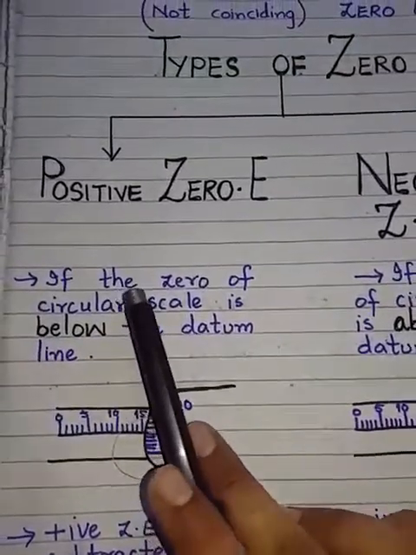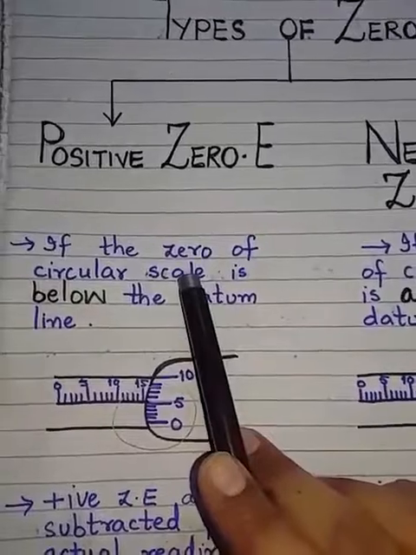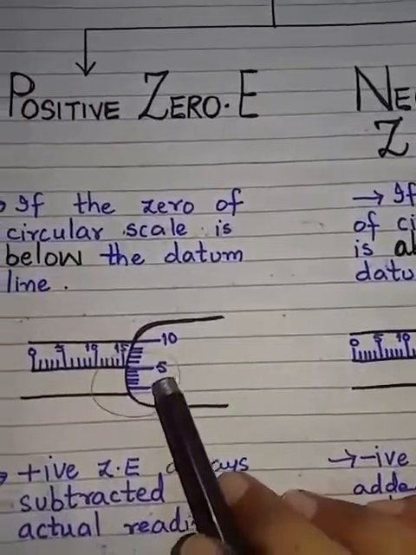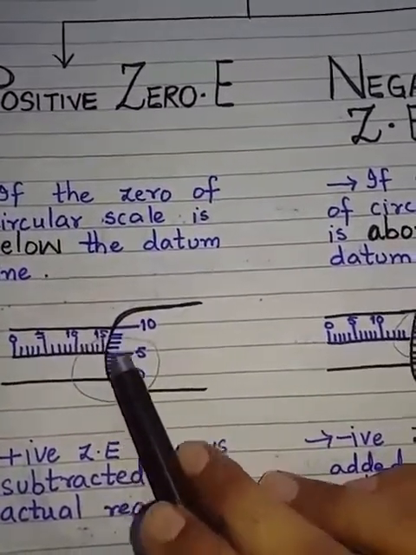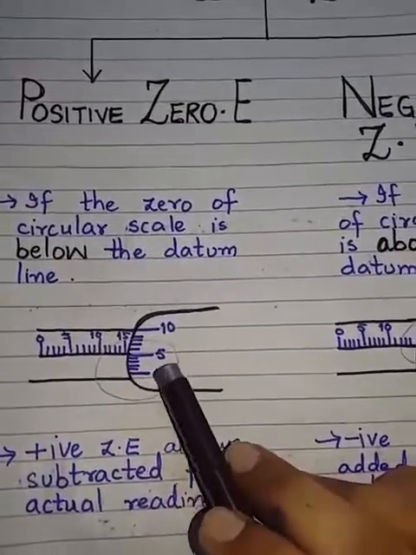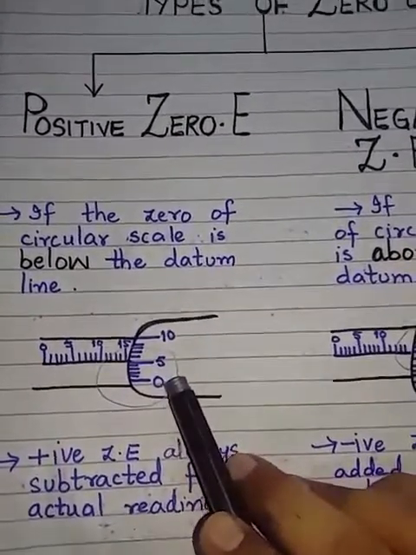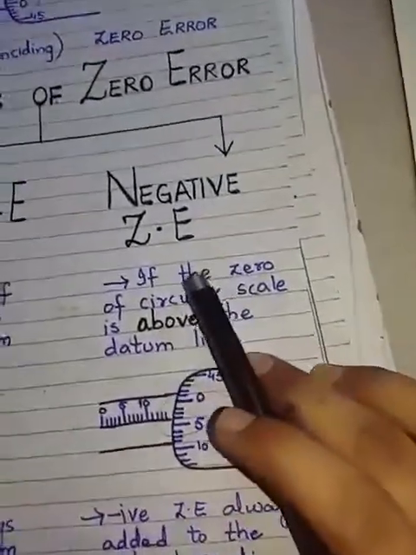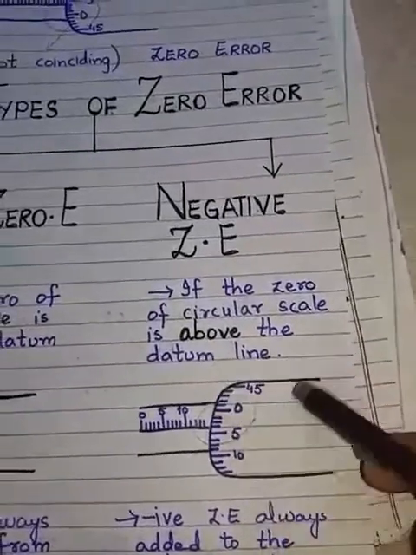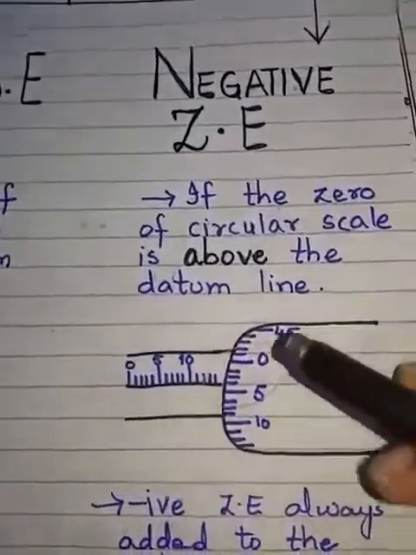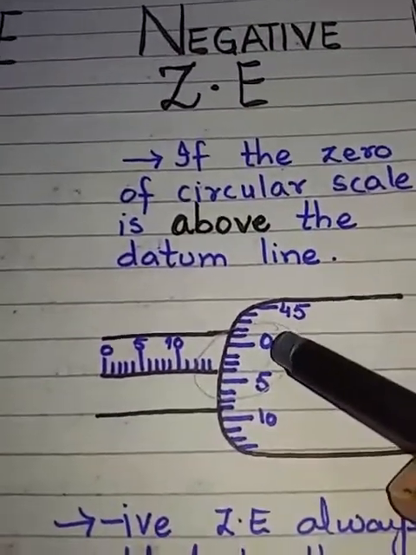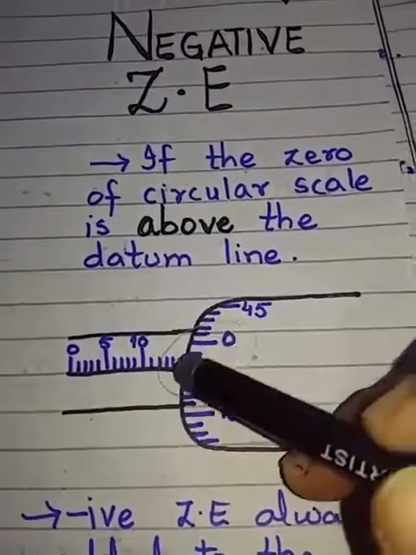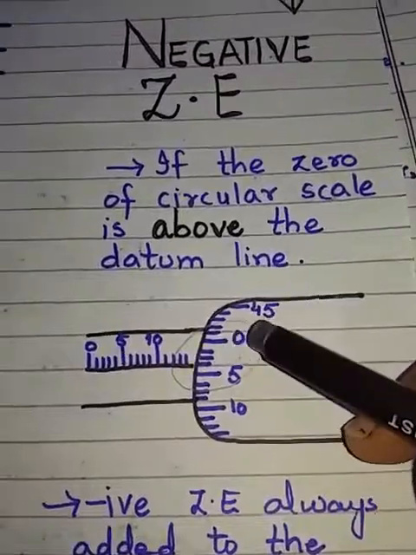What is positive and what is negative zero error? Positive zero error, girls, is when the zero of the circular scale is below the datum line, as you can see in this figure. This type of error is known as positive zero error. Negative zero error means the zero of the circular scale is above the datum line, as you can see in the figure. So if zero is above the datum line, it means this is negative zero error.